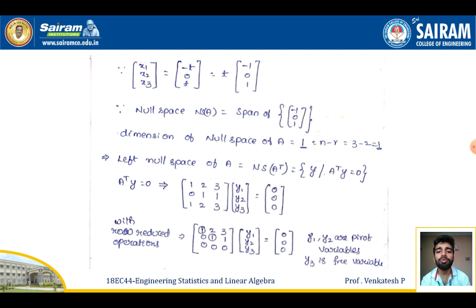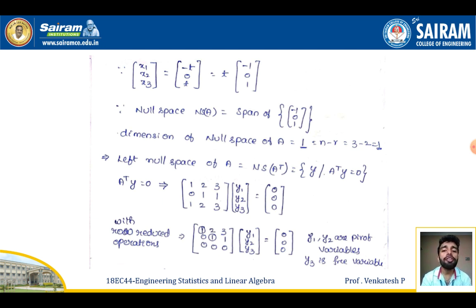Therefore the null space of the matrix A is the span of minus 1, 0, 1. So then hence the dimension of the null space of A will be equal to what? 1. That is because of n minus r, where n stands for the number of unknowns in the given equation and r is nothing but the rank of the matrix. I'll be getting 1.